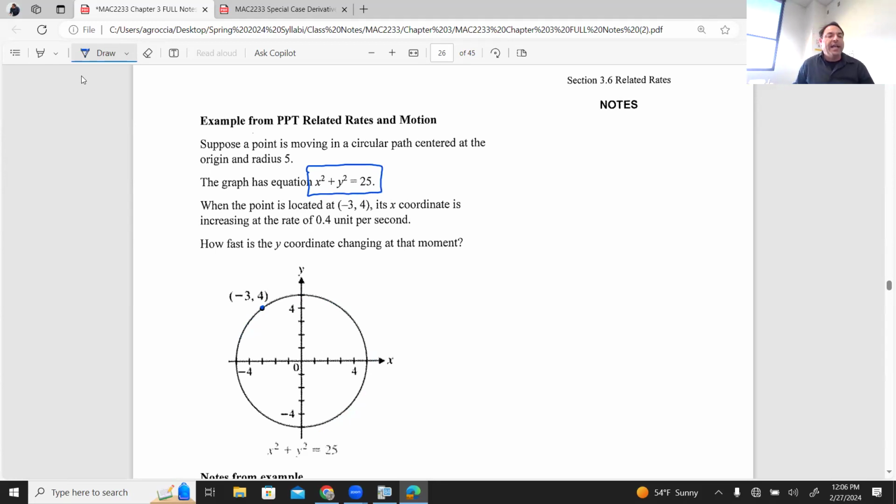When the point is located at a very specific point, negative 3, 4, we know that it's increasing at a rate of 0.4 units per second. And what is increasing? The x coordinate is increasing. Now, how do I take this and make it like we did before? Well, you are given a point, and that point is (-3, 4). If you remember points, what's the first number, x or y? x. And the second one is y, so we know that x is -3, and we know that y is 4.